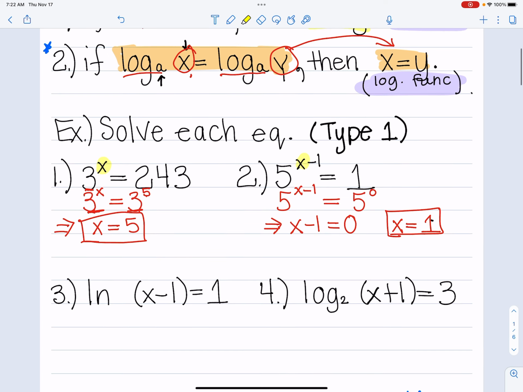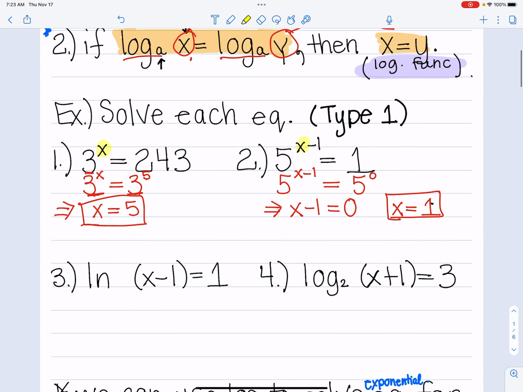Now, let's do type 1 logarithm. Remember, we did this in 4.3. If you're solving a logarithm equation, you have to turn it into an exponential function, then solve it. Everybody should recognize that my base here is e when it's ln. So it says ln of x minus 1 equals 1. My base is e, so e raised to the power of 1 equals x minus 1.